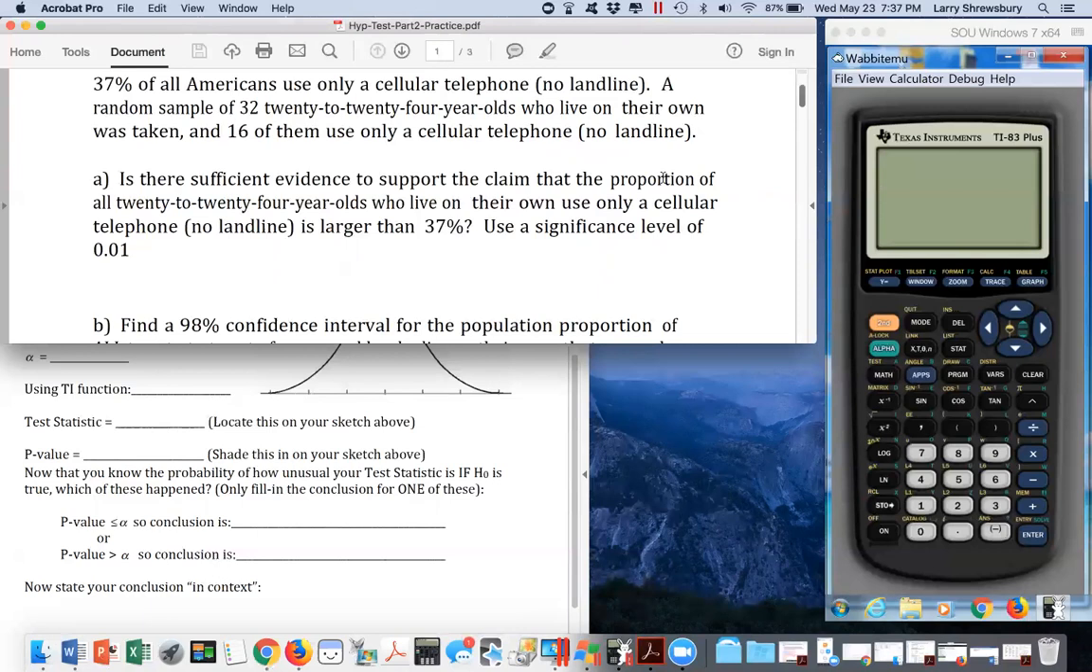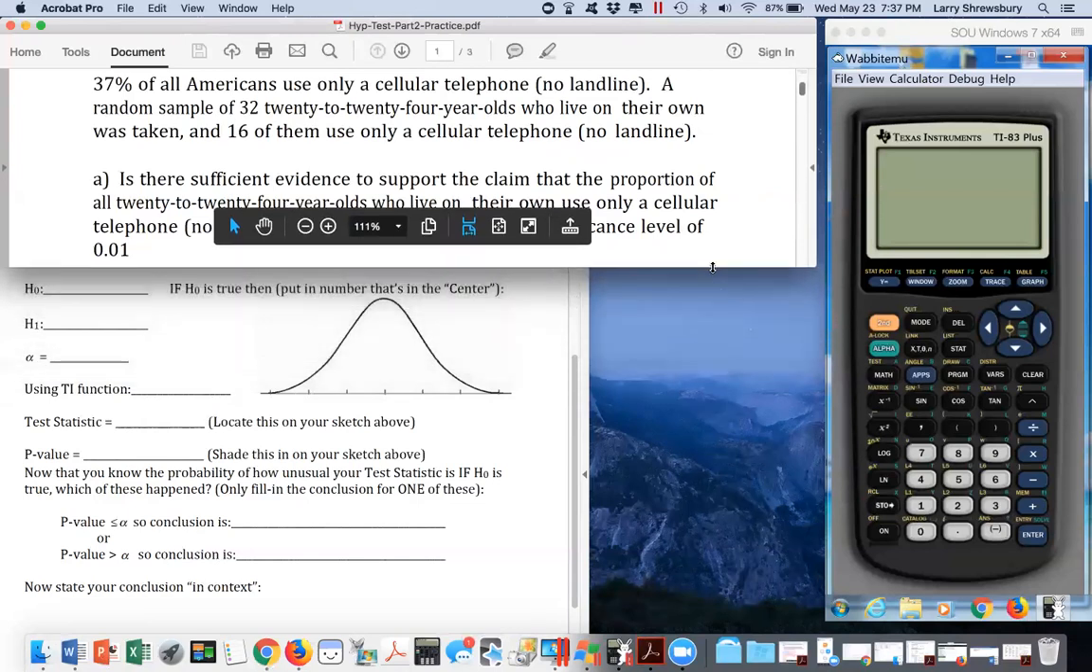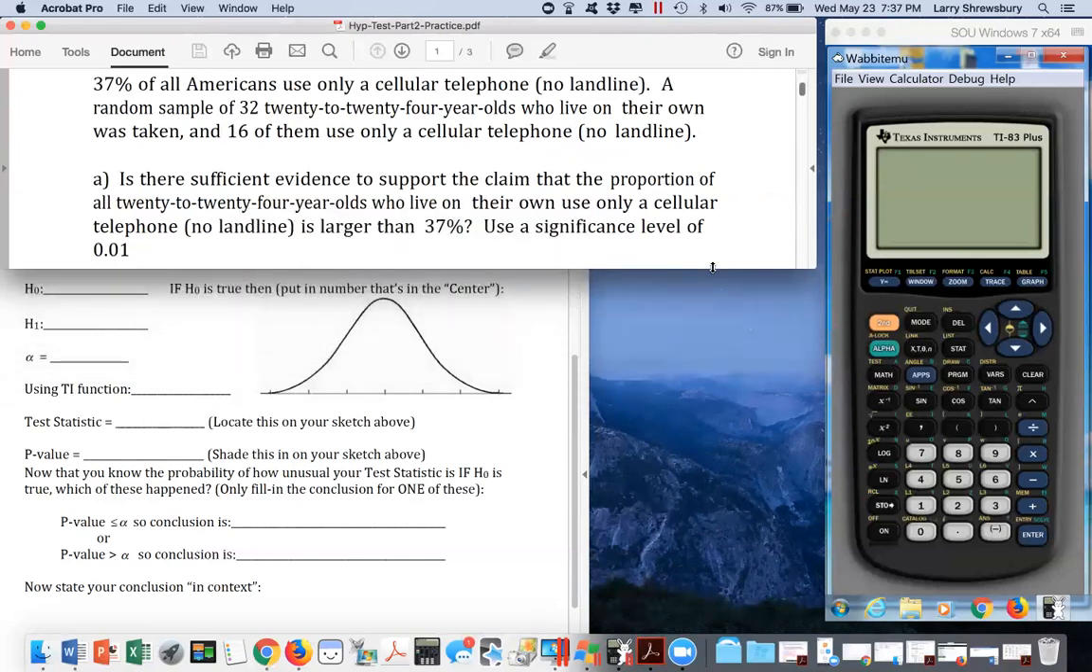So for A, this is all we're going to focus on for now. Let me scoot this up. Is there sufficient evidence to support the claim that the proportion of all 20 to 24-year-olds who live on their own use only a cellular telephone with no landline? Is that proportion larger than 37%? Use a significance level of 1%.